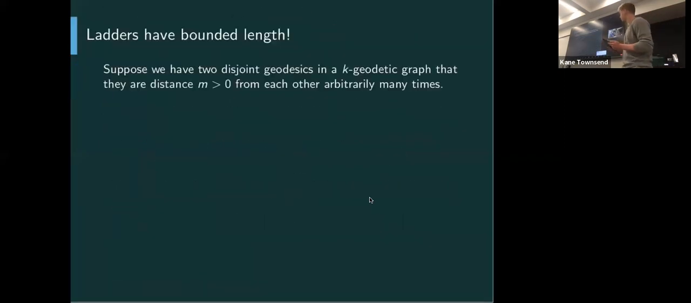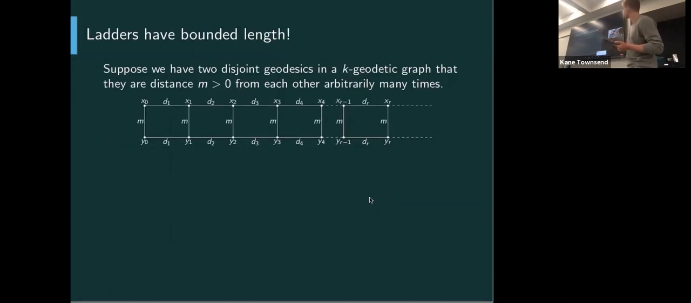So the use for this lemma is to talk about these things that we call ladders, and I'm going to say that a ladder of some finite width has to have some bounded length. So suppose we have 2 disjoint geodesics in a k-geodetic graph, and that they are distance m apart, some m greater than 0, for as many times as we like. We get a nice picture, something like this: 2 disjoint geodesics, 1 and 2, and they're m apart some number of times.